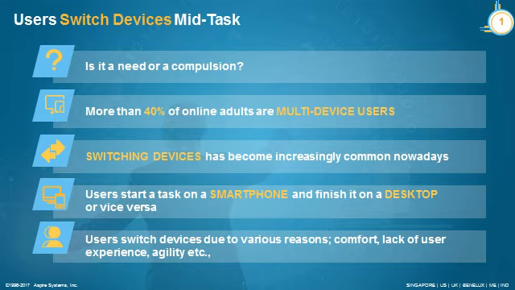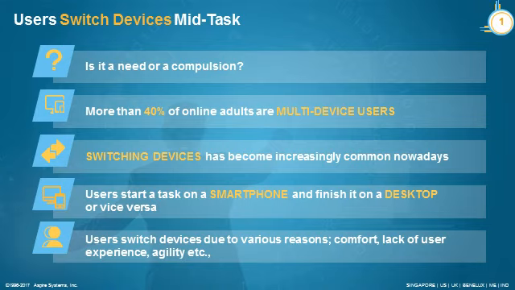What happens is users switch devices mid-task. Why do users switch mid-task? Is it a need or a compulsion? When users cannot perform or are not able to complete a task, they tend to switch devices. So this is a compulsion rather than a need. More than 40% of online adults are multi-device users. They start a task on a mobile device and finish the same task on a desktop due to various reasons.